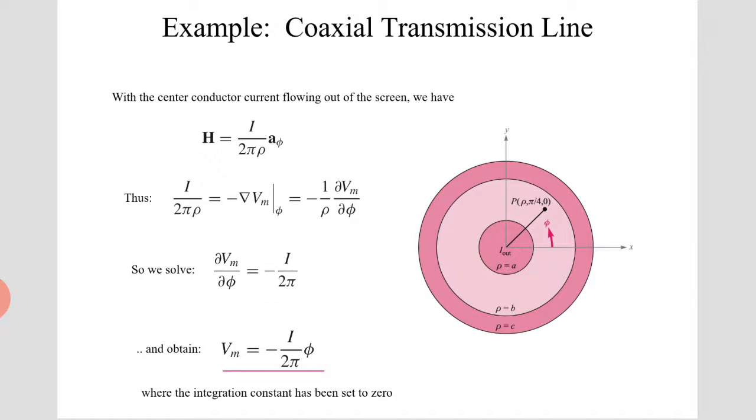So why have we taken this example? Because we have derived the scalar magnetic potential for a coaxial transmission line. Using the equation of H, we have determined this scalar magnetic potential, that is Vm.